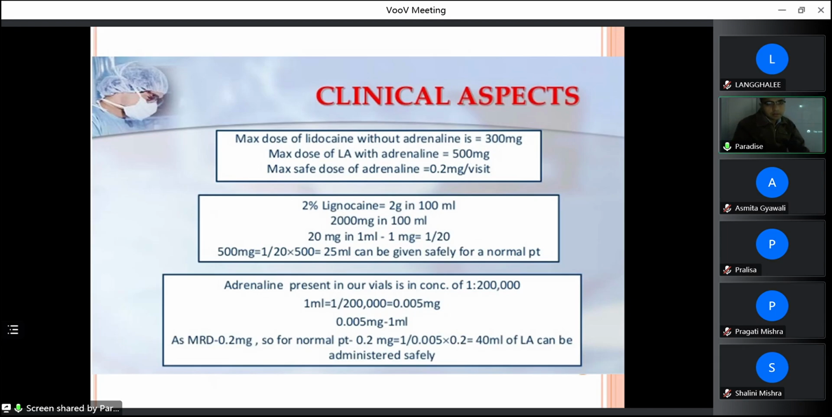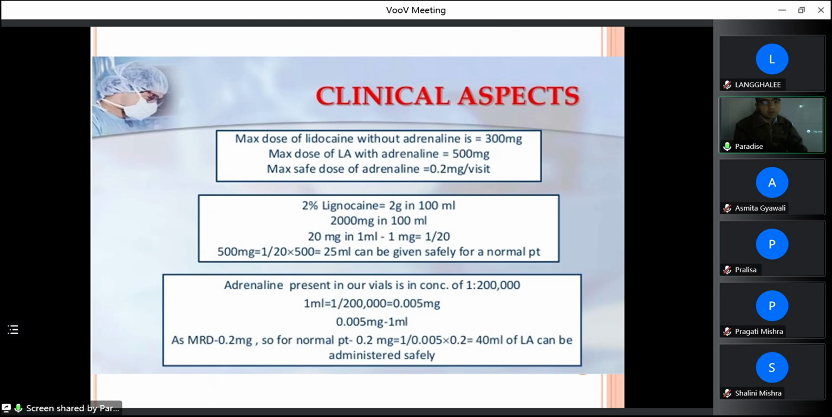Another thing, it will be easy to remember for you. Always we use 2% lignocaine. For 2% lignocaine, just place a 0 after the 2 and it will be 20. So 1 ml of solution always contains 20 mg of lignocaine. It will be easy to calculate.